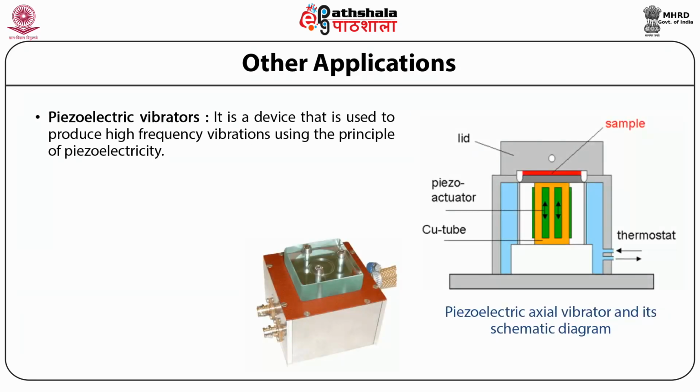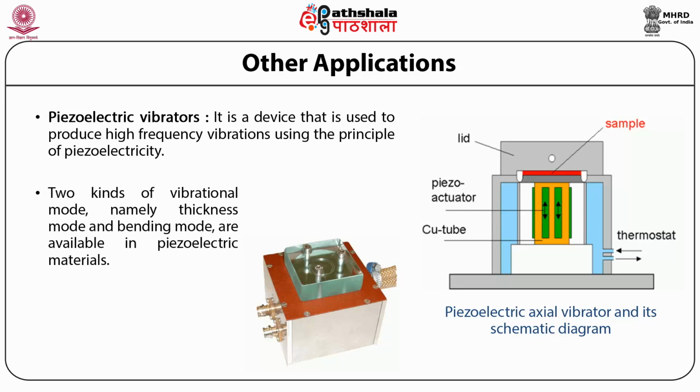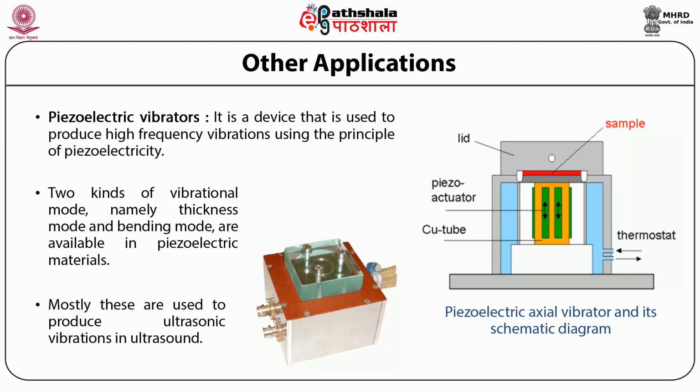Piezoelectric vibrators. The piezoelectric vibrators use materials that are used in vibrational devices such as filters or oscillators. Two kinds of vibrational mode, the thickness mode and bending mode, are available in piezoelectric materials. So a piezoelectric vibrator is a device that is used to produce frequency vibrations using the principle of piezoelectricity. Mostly, they are used to produce the ultrasonic vibrations in ultrasound.